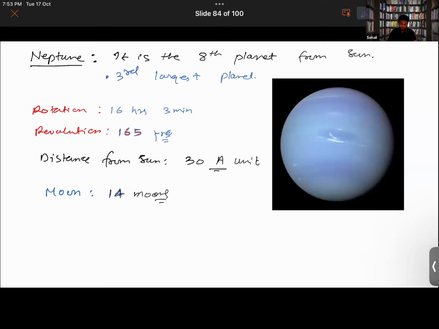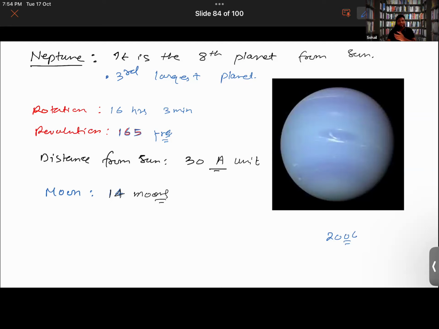Then we did talk about the last planet of the solar system, that is Neptune. It was the 8th planet from the sun and it lies beyond Uranus. Till 2006, there were 9 planets in the solar system, and the 9th planet was Pluto.